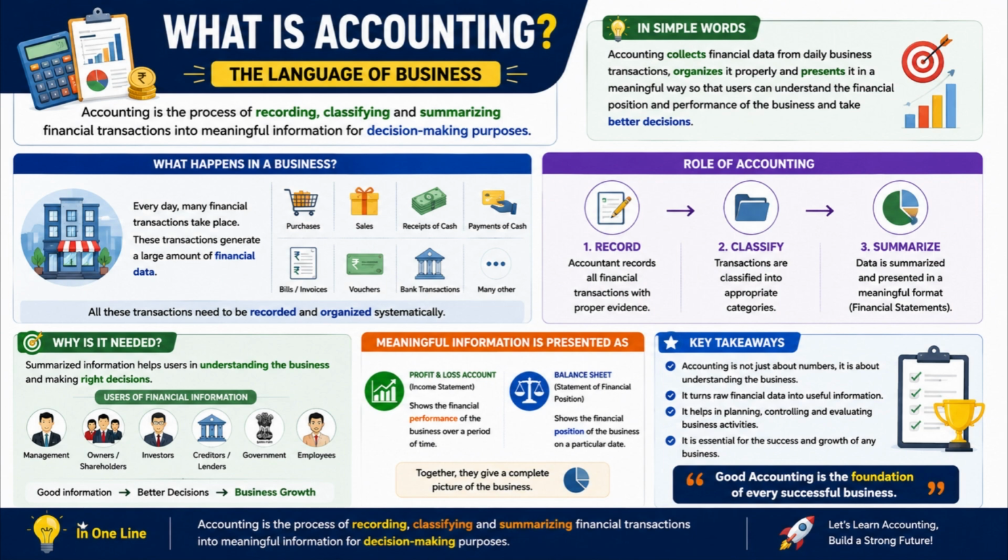purposes. The summarized information is generally presented through number 1, profit and loss account, and number 2, balance sheet. The profit and loss account shows the financial performance of the business, while the balance sheet shows the financial position of the business. This is the basic purpose of accounting.